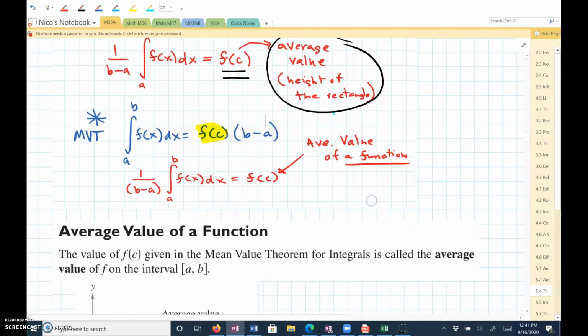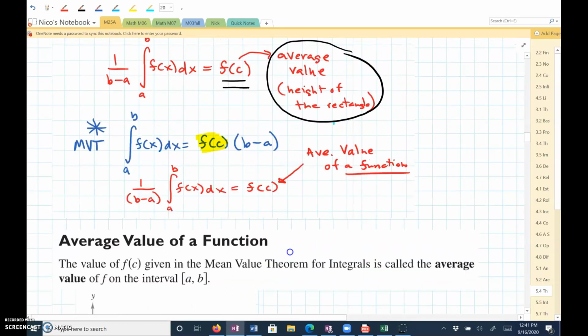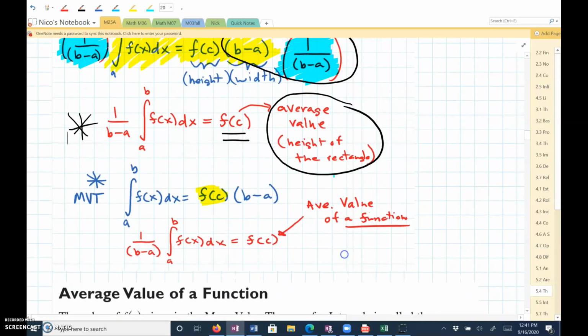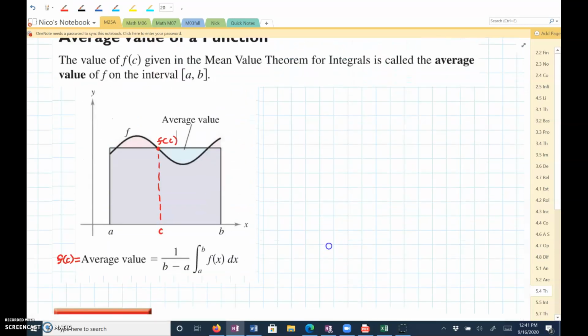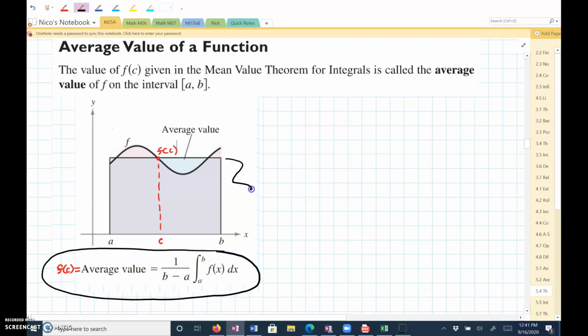So manipulating it and getting it into this form here, that's known as the average value. When I have it in this form here, this is known as the average value. That's the height of the rectangle. The value of f of c given in the mean value theorem for integrals is called the average value of f on the closed interval from a to b.